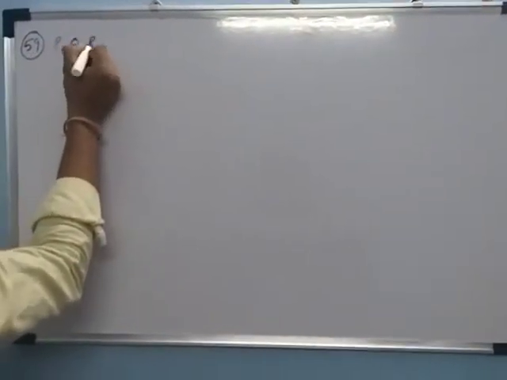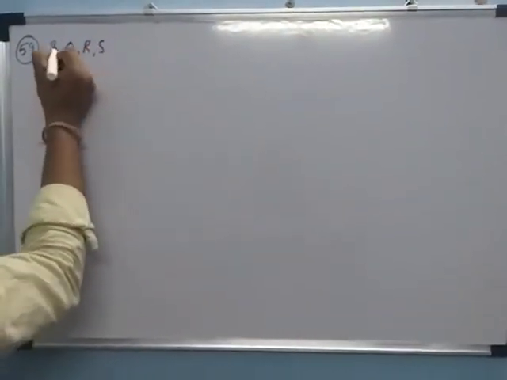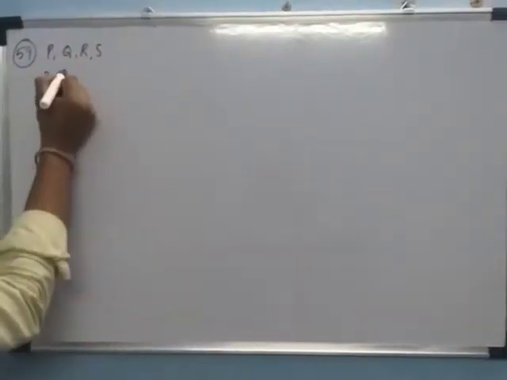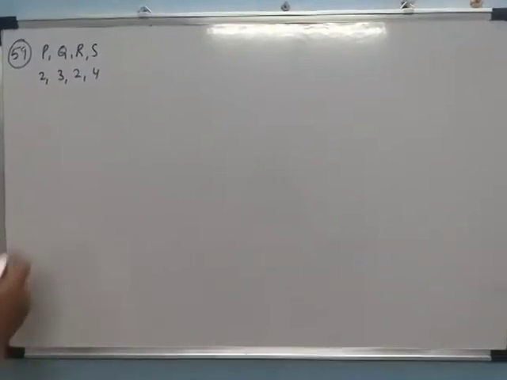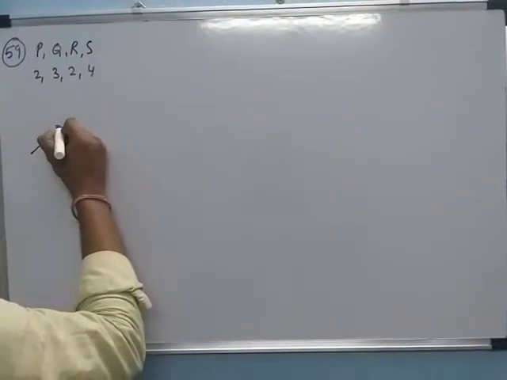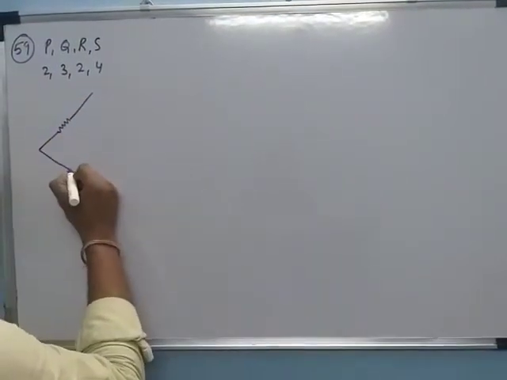Next we are discussing question number 59. The resistances are P, Q, R, S, with values 2, 3, 2, 4. From the Wheatstone bridge, a resistance is to be connected to have the bridge balanced. We know the diagram for this is the Wheatstone bridge.